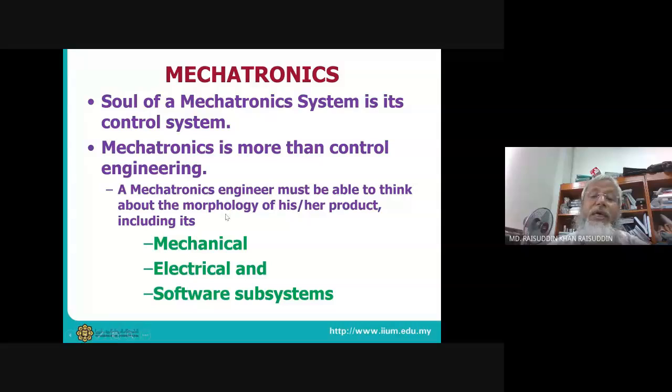But mechatronics engineers are integrated. They are mechanical engineers, they are electrical engineers, and they are control engineers as well. So they know the whole thing. So their capability of thinking is wider than the traditional control engineers. And these are the strong engineering fields which have to be combined together: mechanical, electrical, and software. So what is mechanical?